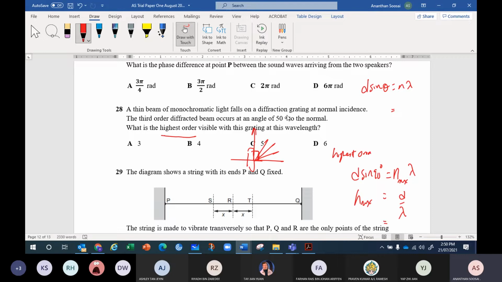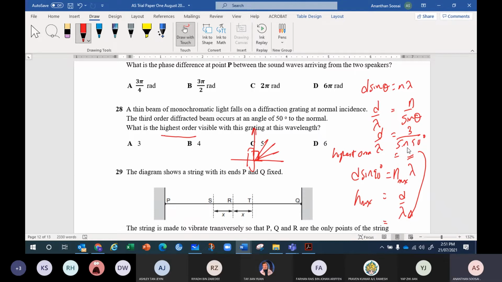The angle was 50 degrees for third order. So from here, d over lambda is what? N over sine theta. And third order happens at sine 50, yes. So d over lambda is actually 3 over sine 50. So that should be your n max, right? D over lambda is your n max. So d over lambda is 3 over sine 50.